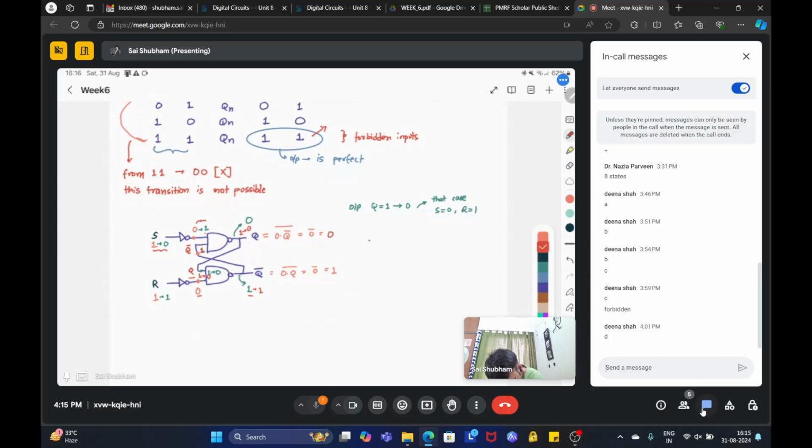So if you have SR as 1 1, your output Q and Q bar will be 1 and 1. Now if you make it 1 0, your output will be 1 0. If it is 0 1, your output will be 0 1. But the problem arises when you want to go from this state to the memory state, 0 0. In that case, you have a race condition.